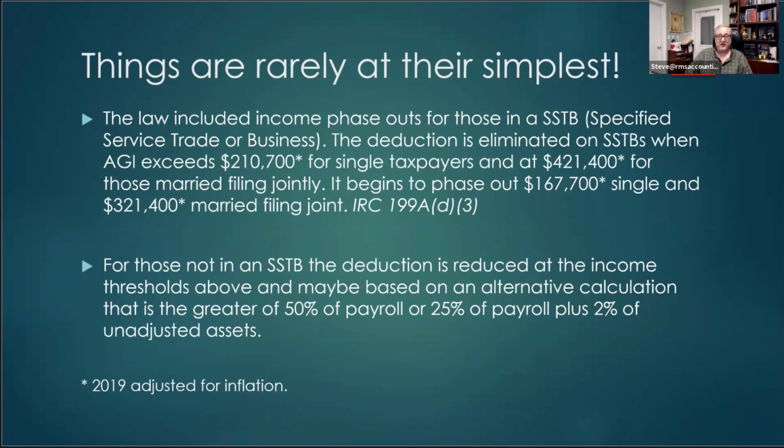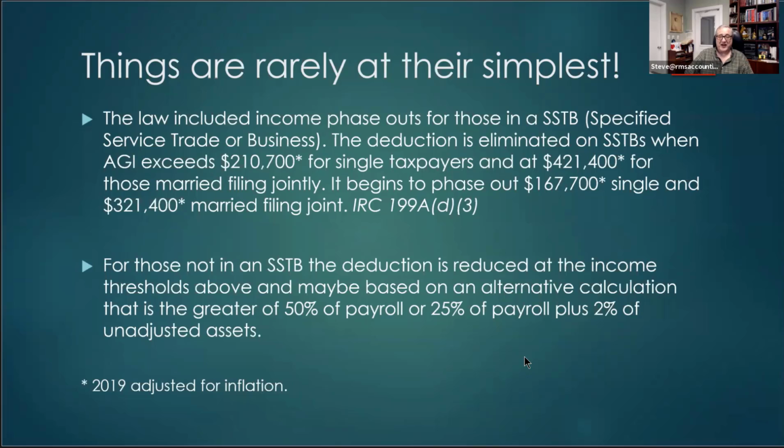So if you're in one of these specified trades or business with income of more than $421,400 this year, you can't take this deduction. If your income is more than the $421,400 and you're not in a specified trade or business, you may be able to take it, but there are other parameters and limiters that come in, such as payroll and asset value. They can all come into play, and it becomes a much more complex calculation.